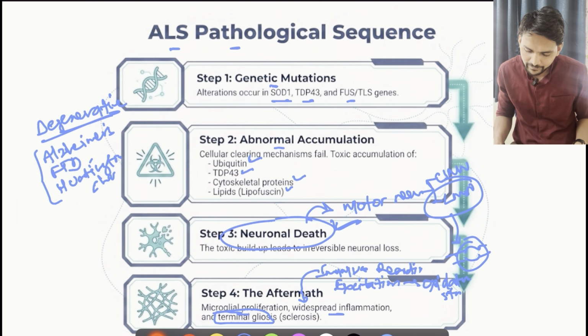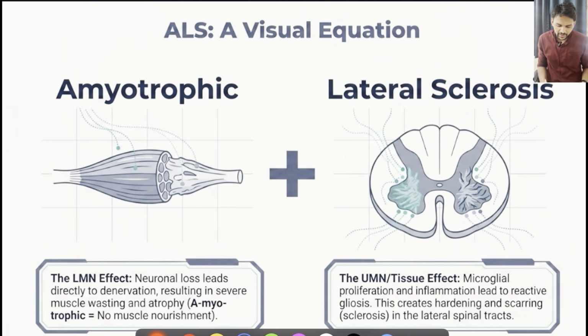That's why the other term, amyotrophy. That's what is explained in this one. Just to understand the disease terminology better, amyotrophy, that is the LMN type of neuronal loss, leads to direct denervation resulting in severe muscle wasting and atrophy. That's why myo means muscle, trophy means some problem with the nourishment. That's why they will go wasted.